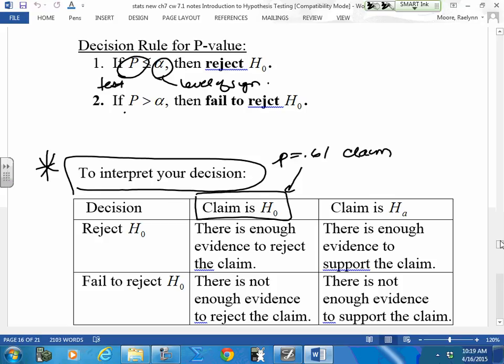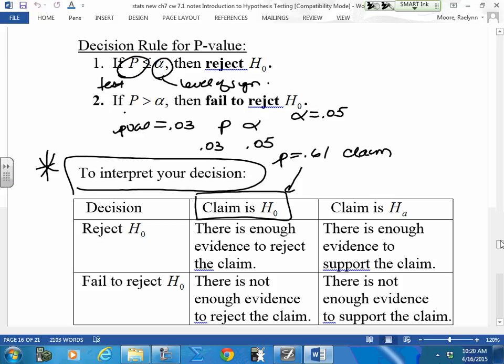I'm going to come here. So say I had a p-val. Say, okay, let's do this. I had a level of significance of 0.05. My p-val happened to be 0.03. Watch up here. P-val versus level of significance. 0.03 versus 0.05. Is this smaller, greater than, equal to?